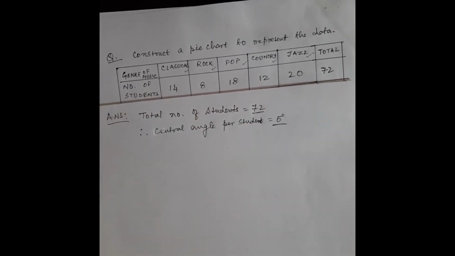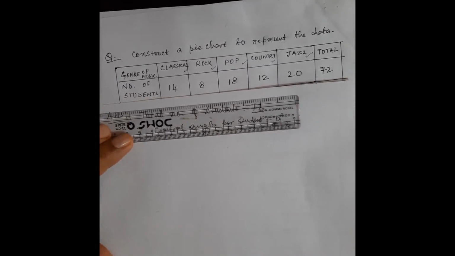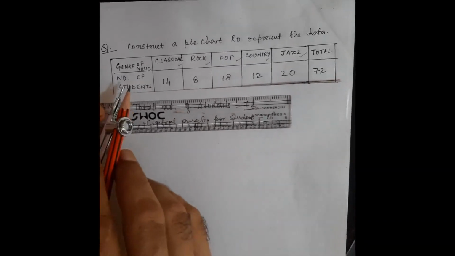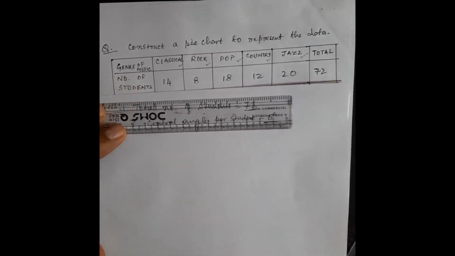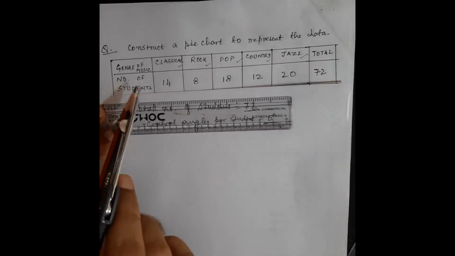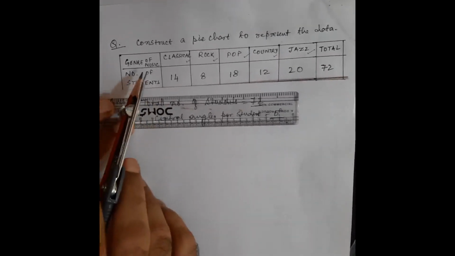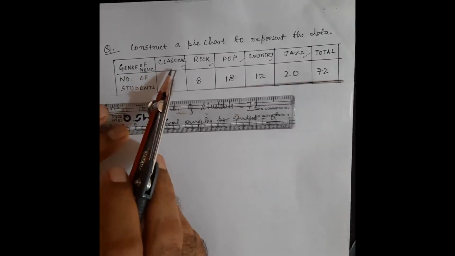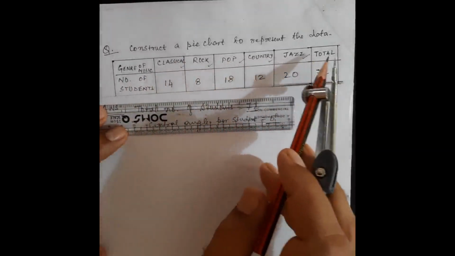Good morning again, students. Let us see how to construct a pie chart with the given data here. The data given here is on the genre of music liked by different students. In terms of data, we call these types components. So the genres of music are the components here, which is a very important aspect. These are classical, rock, pop, country, jazz, and then the last column we keep for total.